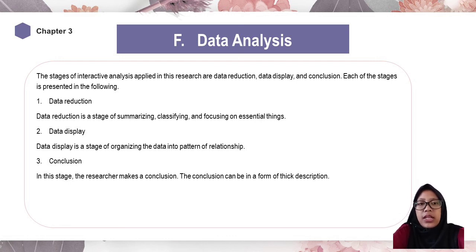Number 2 is data display. Data display is a stage of organizing the data into a pattern of relationship. The data display can make the collected data easier to understand. In this stage, the researcher presents the narrative text. And number 3, conclusion. In this stage, the researcher makes a conclusion. The conclusion can be in the form of thick description. The conclusion is the answer to the research problem that has been formulated.